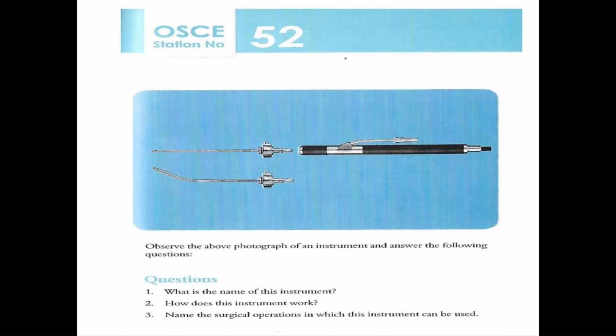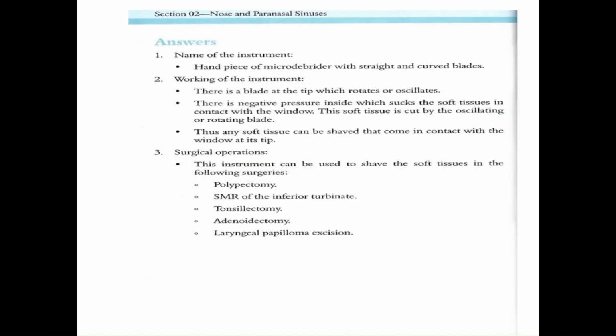Observe the above photograph of an instrument and answer the questions. Name the instrument. How does this work? Name surgical operations in which it is used. Hand piece of microdebrider with straight and curved blades. There is a blade in it which rotates and cuts. Used in septoplasty, polypectomy, SMR, rhinoplasty.